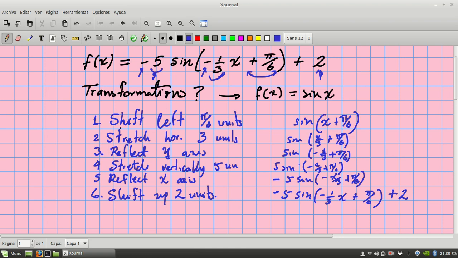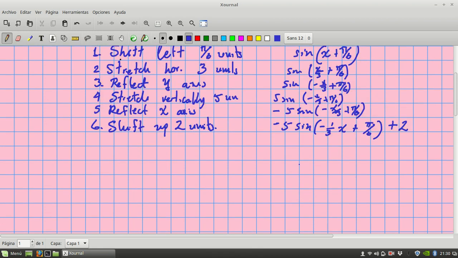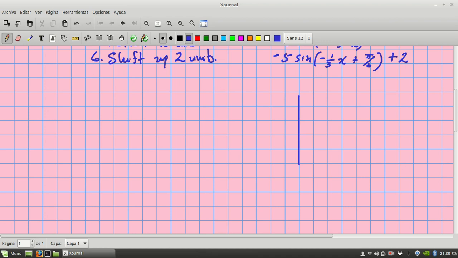Now what I'm going to do is apply the transformations to the original sine function, and then I can see the sketch of the graph. And this is the way that I propose for you to do it. As I'm telling you, it's not the only one. You can have many ways to do it, but this is my proposal for you. Remember the parent function sine.